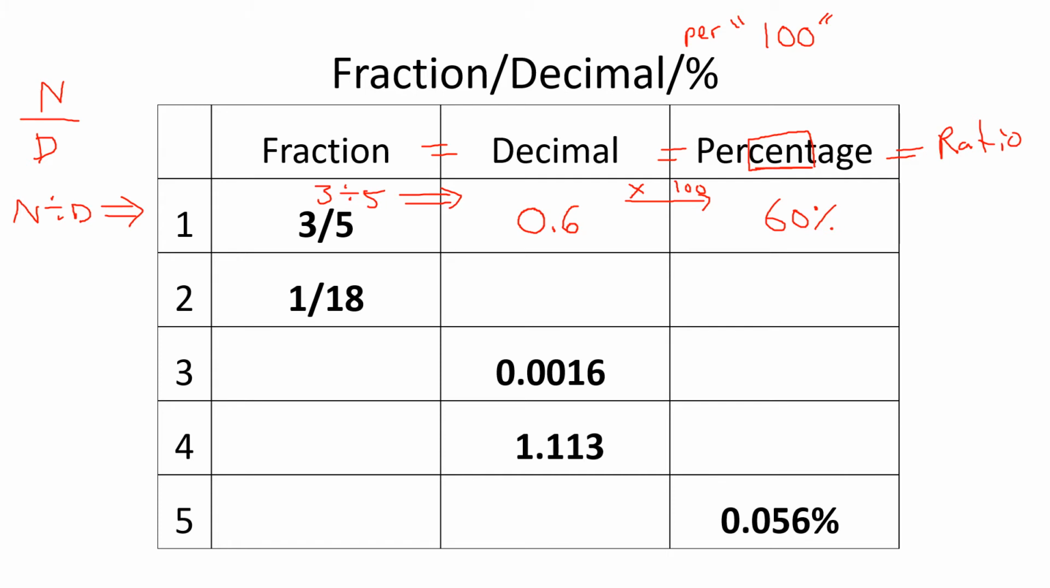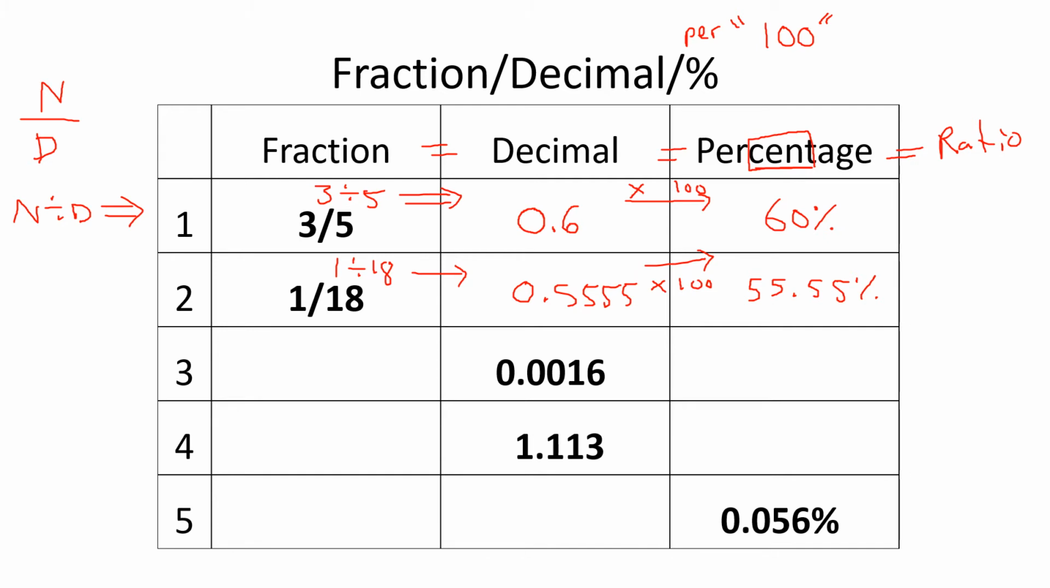All right, number 2. What is 1 divided by 18? 0.0555. Yeah, a bunch of 5s. We'll put a couple 5s in for fun. All right, how do we go to percentage? What do we end up with? 55.55. Yeah, very good.